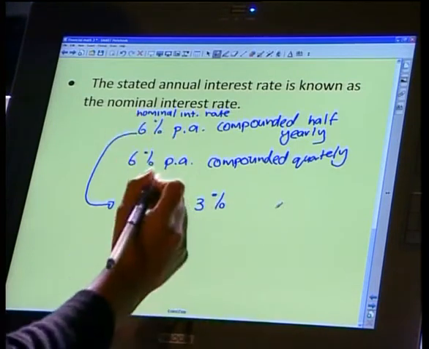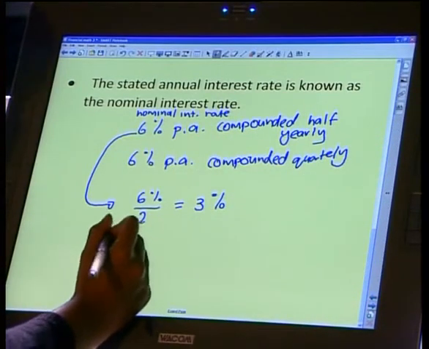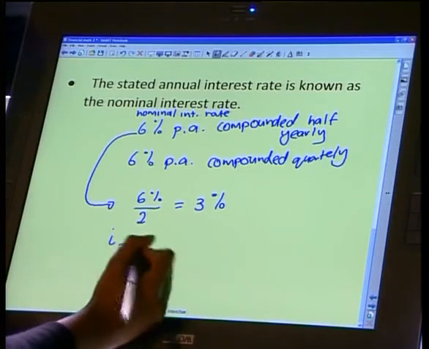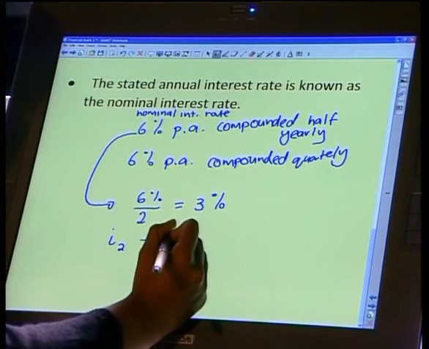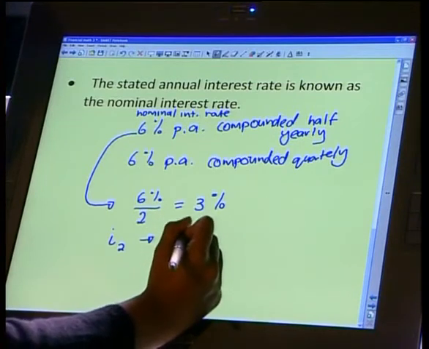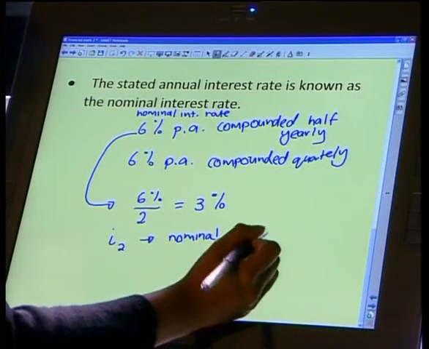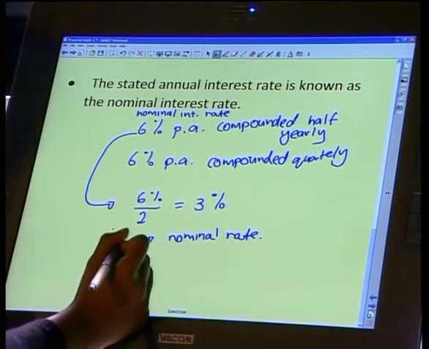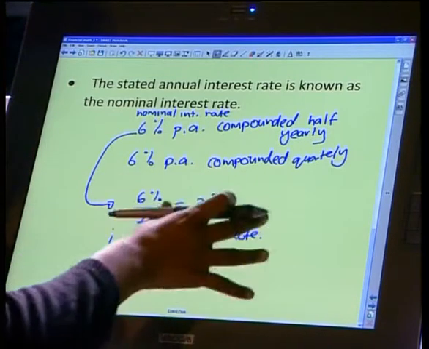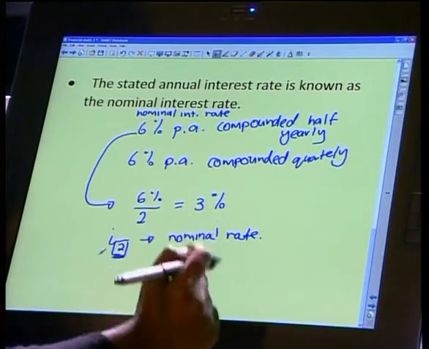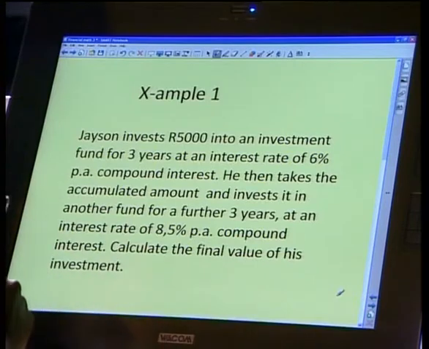All right, so we often write this, we need to differentiate. So we often write i, for example, with a subscript 2, and that will refer to a nominal rate that's compounded half yearly. So that's your nominal rate. And this number here refers to the number of compoundings that take place in a year. But we will look at this in more detail later on in this section. Okay, so for now, let's just move on to the examples.